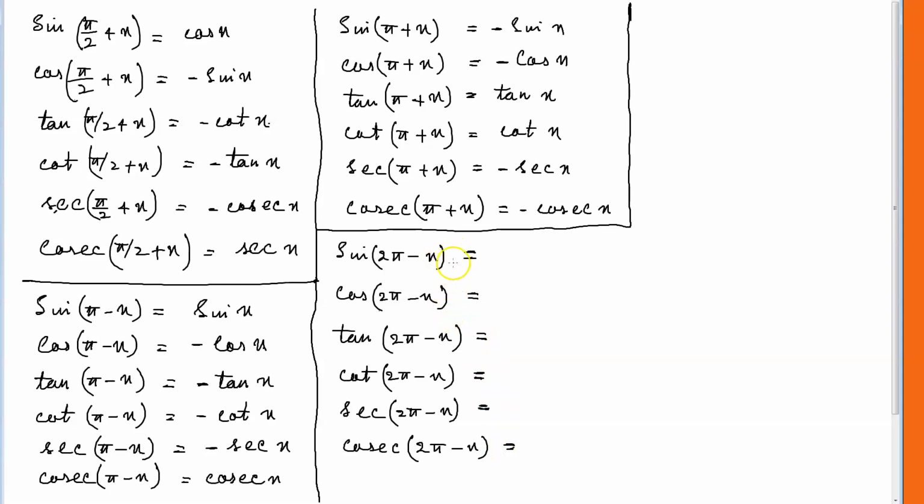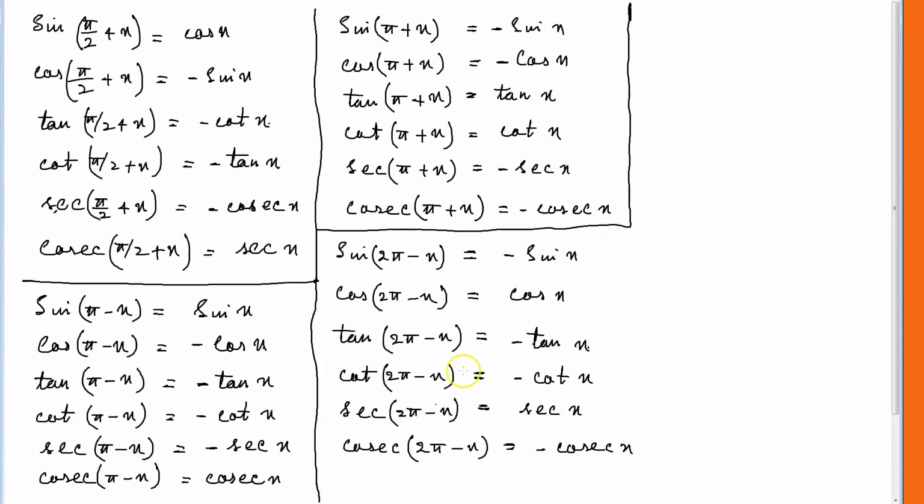Sine of 2 pi minus x is equal to negative sine x. Cos of 2 pi minus x is equal to cos x. Tan of 2 pi minus x is equal to negative tan x. Cot of 2 pi minus x is equal to negative cot x. Secant of 2 pi minus x is equal to secant x. Cosecant of 2 pi minus x is equal to negative cosecant x.